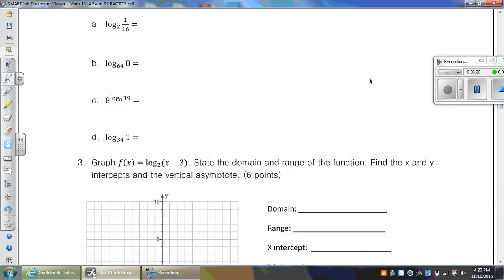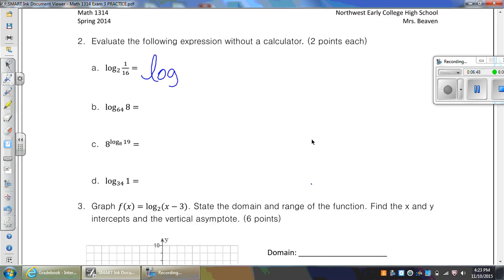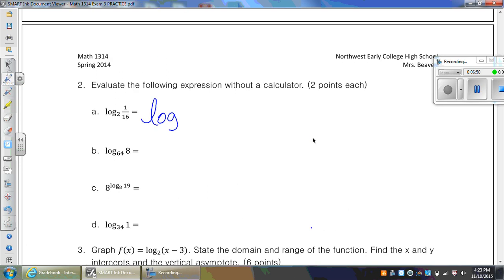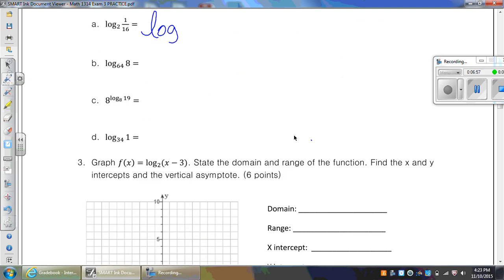Now evaluate the following expression. What I'm going to do here, and you need to show me, because I am very aware that you can find this on the calculator, right? If you want to get the points, you need to show me how you found the answer, because if you notice, the instructions actually say without a calculator. So please be aware of that. If you just tell me the number, I'm not going to give you any credit for it.